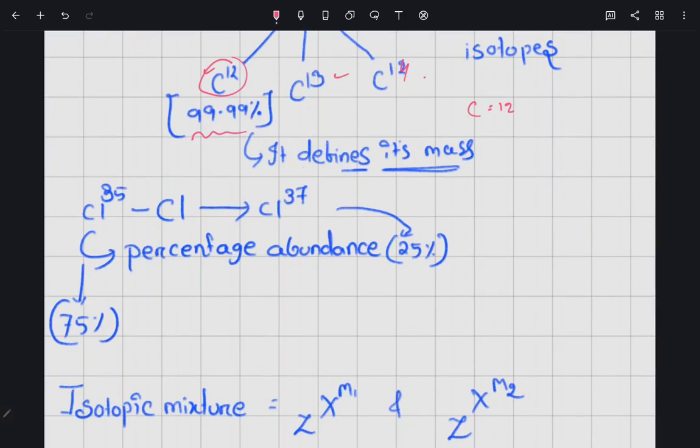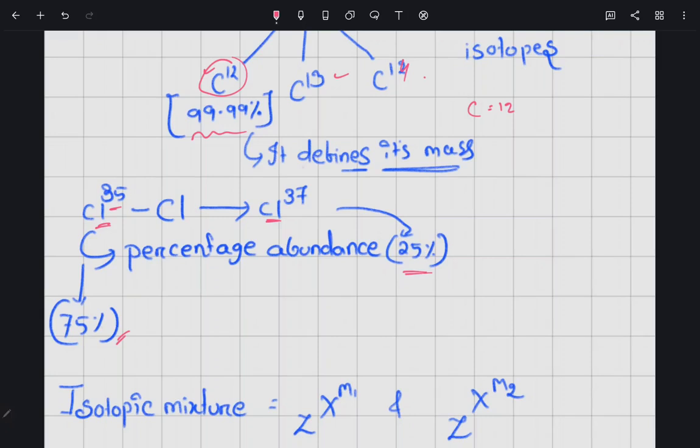But if you talk about chlorine, chlorine has two isotopes. One is Cl37, one is Cl35. And if you talk about percentage of abundance, Cl37 is 25%, whereas Cl35 is 75%. Right? So you can't overlook anyone. Both of their atomic masses should be considered.